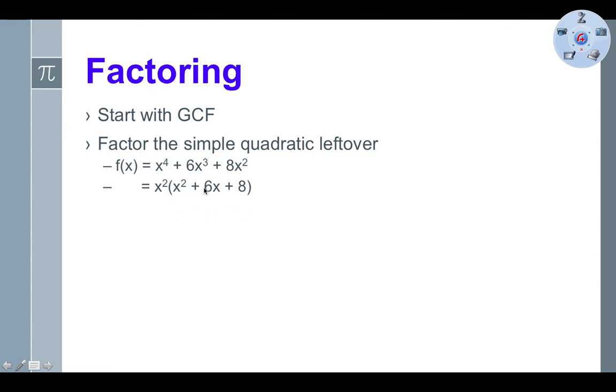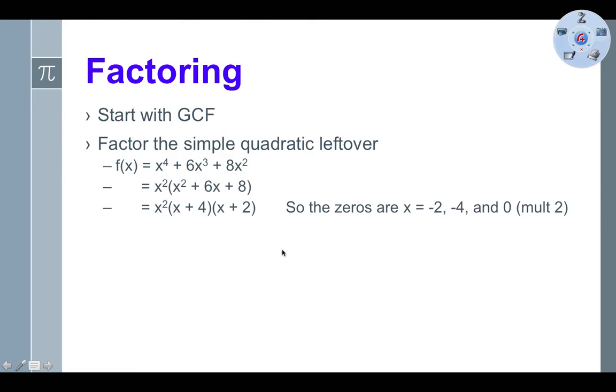And this quadratic inside the parentheses is now factorable. The two numbers are going to be 4 and 2 because 4 times 2 is 8 and 4 plus 2 is 6. So this goes right back to our quadratic unit and how to factor a quadratic. And we get x squared times x plus 4 times x plus 2, which gets us the zeros of 0 multiplicity 2 from the first one, -2 from the last one, and a -4 from the middle one. So it comes down to being able to factor out a GCF and then coming down to factoring a quadratic.